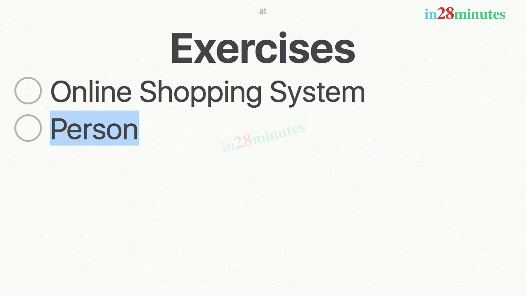And the second one is a much simpler exercise. So think about a person class. Think about what can be the data which can be present in that, and also think about what are the actions that can be performed on it. So think about those two things. Those would be an interesting exercise as far as object-oriented programming is concerned.